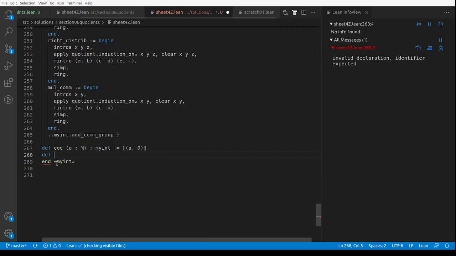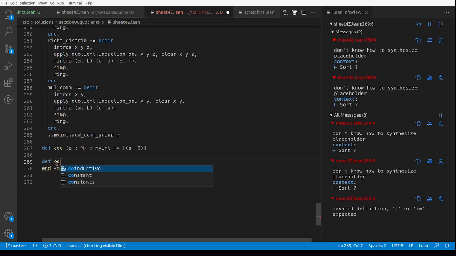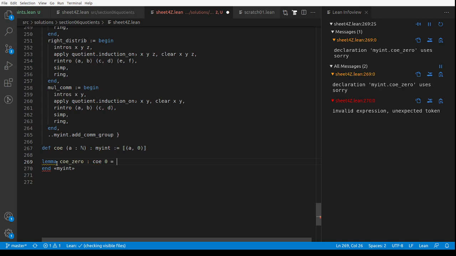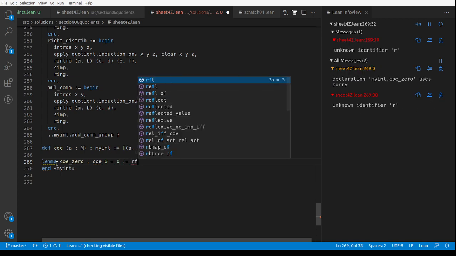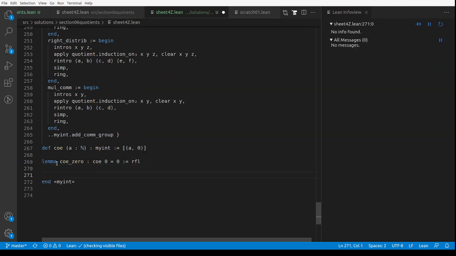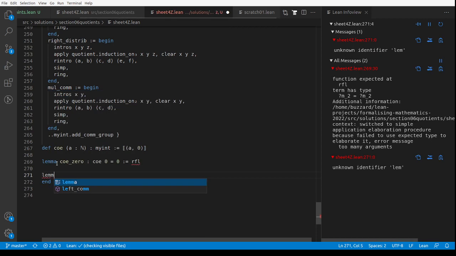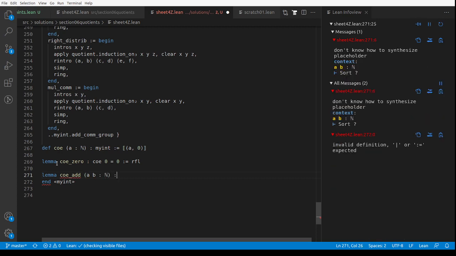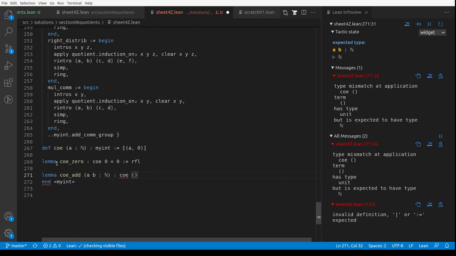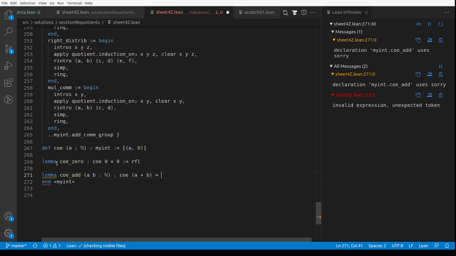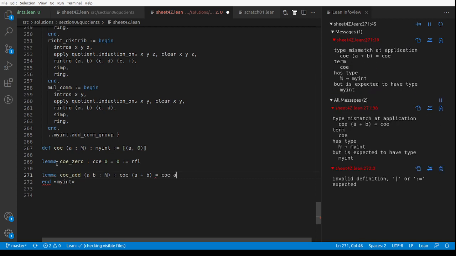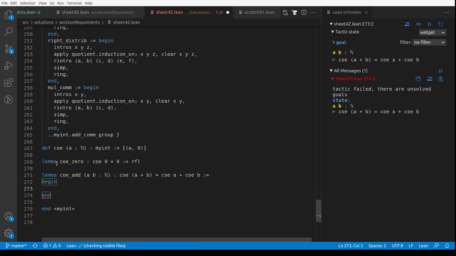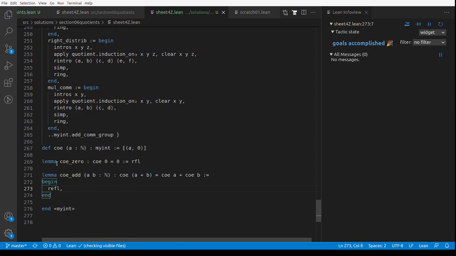We could do a lemma: coe 0 equals 0, and that's probably refl. Yeah. And lemma coe_add, so this would have a and b naturals. I claim that coe of a plus b is going to be coe a plus coe b. Coe stands for coercion. Begin, end. If we're lucky, this is refl. It's refl, isn't that great?